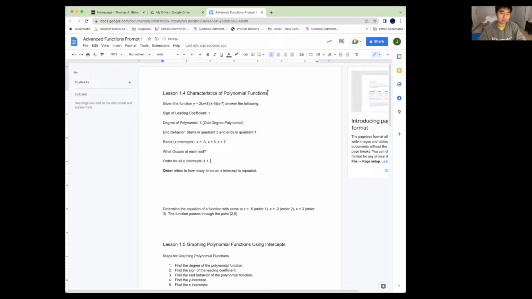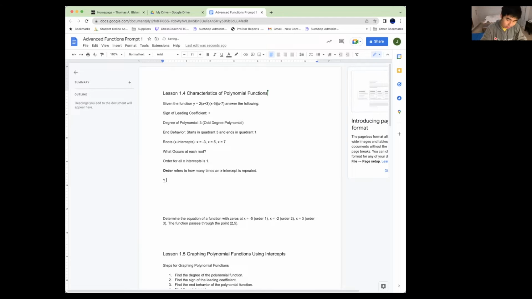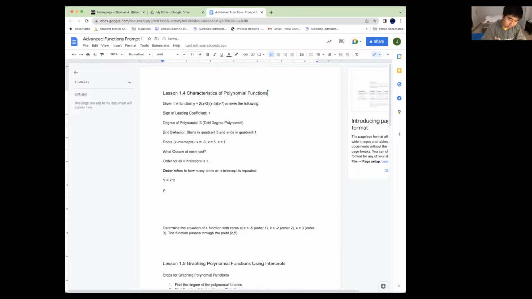Now, what does this mean? Order, basically, is describing what the behavior of the function is going to be like. So as you know from grade 10, y equals x to the power of 2 is a quadratic function, which means it's going to have the shape of a parabola. And if we have y equals x to the power of 3, this is a cubic function.